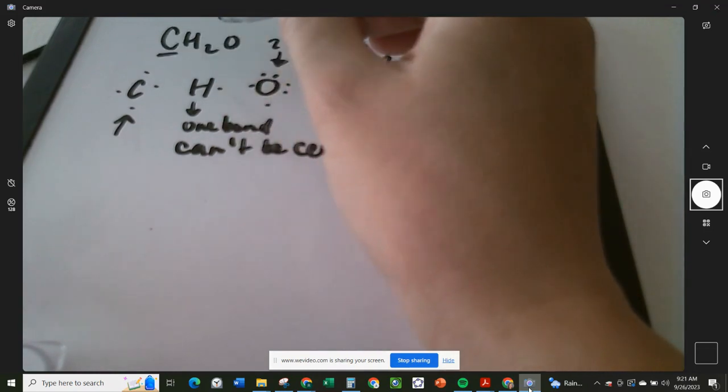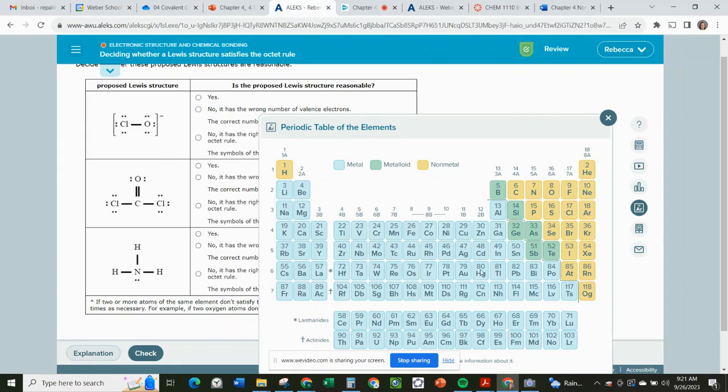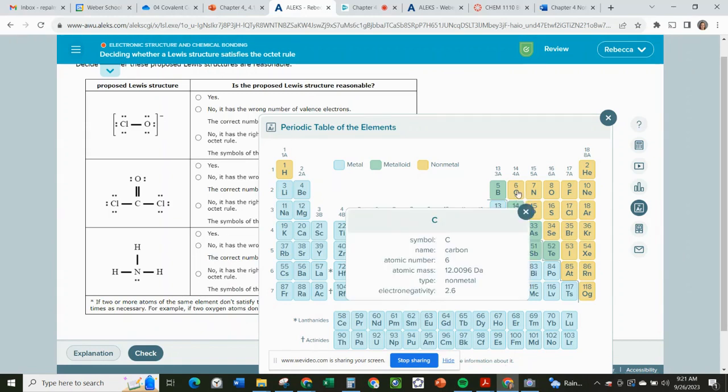The other thing we can look at is electronegativity. And besides hydrogen, which can't be the central atom, a lot of the time the least electronegative atom will be the central. So if we look at carbon, it has an electronegativity of 2.6. Oxygen has an electronegativity of 3.4. That means oxygen is going to pull the electrons towards itself. And carbon is going to be nicer, I guess. It's going to share easier. It doesn't hold the electrons as tight. So if we put carbon in the middle, oxygen will get more of the electron density that it wants.